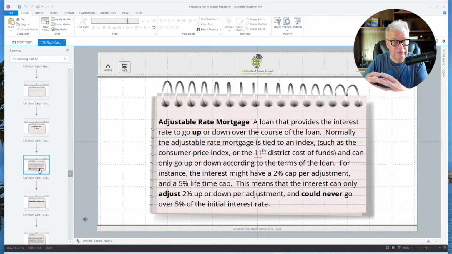And so there's an index that the lender will look at, and they will then add a margin to that index, okay? And the margin might be a certain percent, like 2% or 2.5%. So if the 11th district cost of funds, let's say, is at 11%, and there's a 2.5% margin, then they could raise your interest rate to 13.5%. Okay? The 11th district cost of funds is 11%. You have a 2.5% margin. That's 13.5.